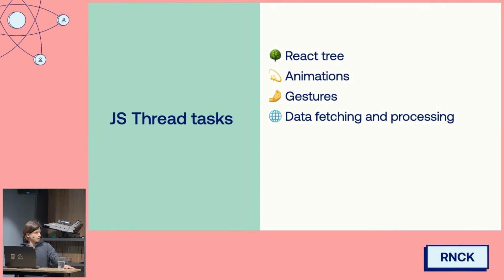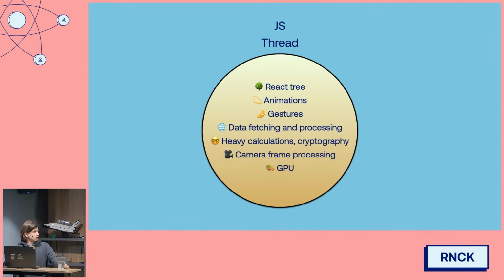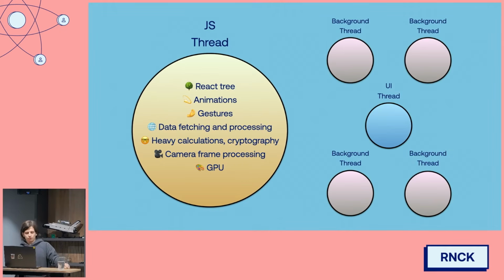You might also do some heavy calculations, cryptography, encryption, if you're doing like a chat app that has end-to-end security, until it's banned everywhere. You might also do camera frame processing with the React Native Vision Camera library and directly access the GPU with React Native WebGPU. And the problem is that all of those tasks sit on this single core on the JS thread. And we still have all of those other cores to use. So it's time to wake them up.